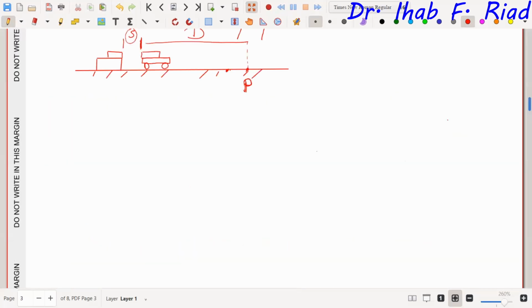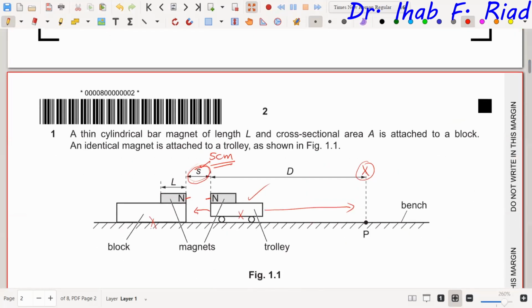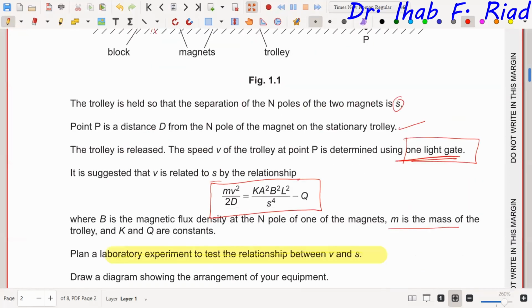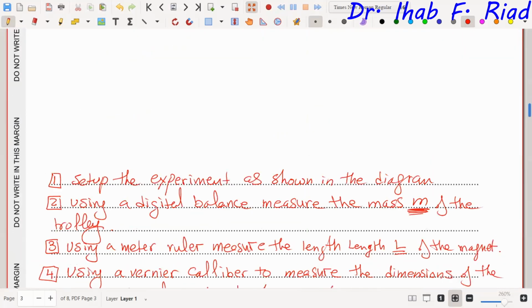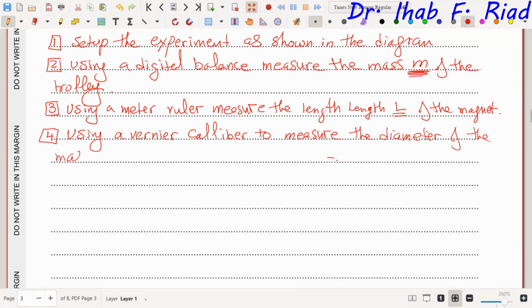How does the magnet look? Is it a cylinder or what? A thin cylindrical. Okay, this is important. So it looks like a cylinder, right? Yes. Okay. So use it to measure the diameter of the magnet. Is that enough?